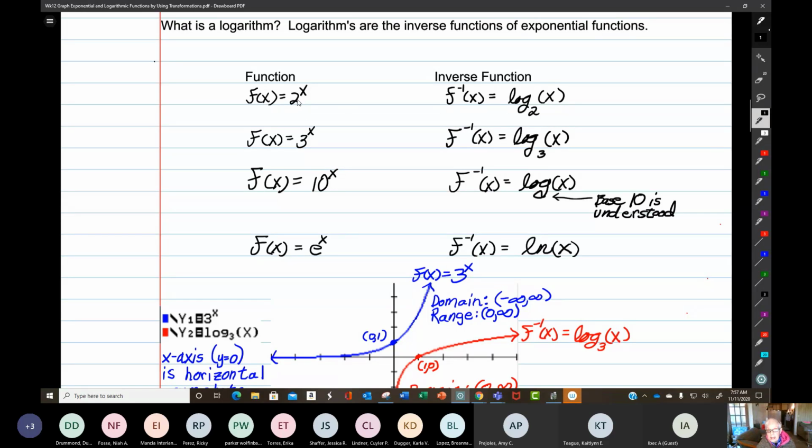See, the base is the same. The base is here for an exponential function. It's down here as a subscript for the logarithm function. Over here, if our function is f of x equals 3 to the x, then the inverse function is going to be log base 3 of x. You're going to learn a whole lot about these. Today, we're just going to learn the very, very basics.